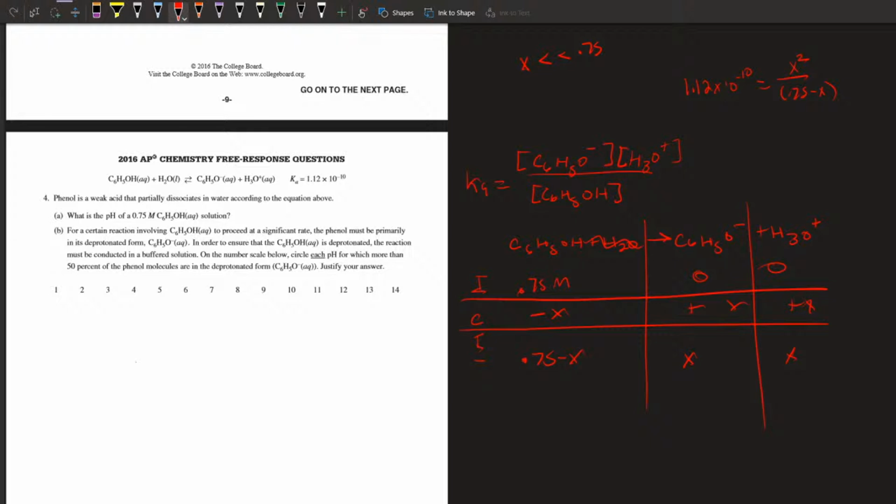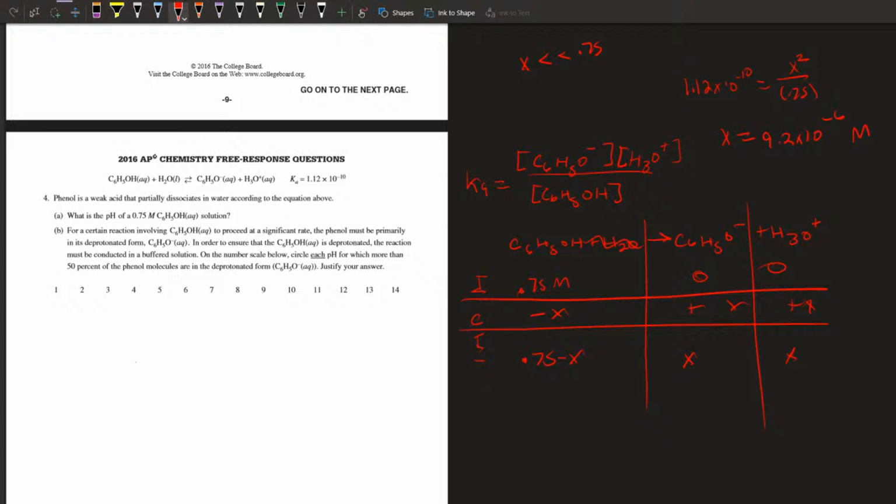So let's just get rid of that x we had here, and now let's solve for x in the numerator. So 1.12 e negative 10 times 0.75, and the square root of that. We get x is equal to 9.2 times 10 to the power of negative 6 molar. Now, the question is not asking for the concentration of C6H5O minus or H3O plus, or even this, which would be a really small difference, like 0.74999, something like that.